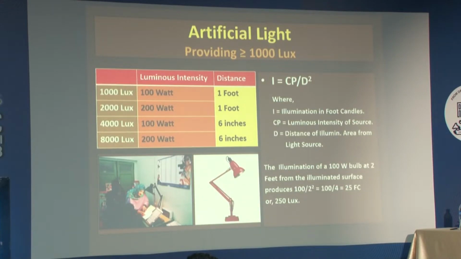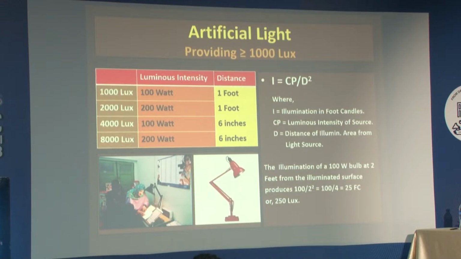When you're using artificial lights, remember the picture on the right hand side, it's a gooseneck lamp. You can twist and turn it and make the light focus exactly where you want on the object of regard. You can bring it close, you can take it away and point it in any direction you want. So how do you provide 1000 lux? The bulbs available in the market are 60 watts, 100 watts. You don't have commercially available bulbs bigger than this unless you go in for industrial lighting.